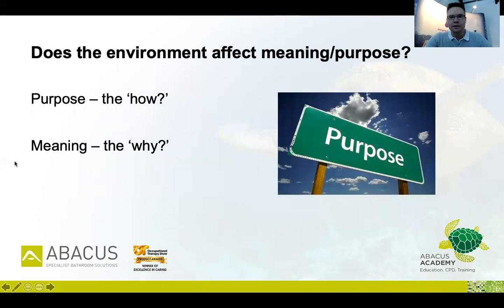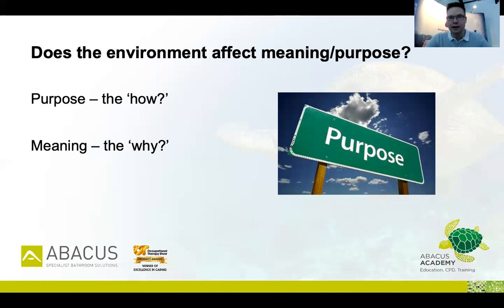So that leads me on to the issue of the environment. Does the environment affect meaning or purpose? To make that simple, I've defined purpose as the how, so how do we do something, and the meaning as the why. It's interesting, meaning and purpose.